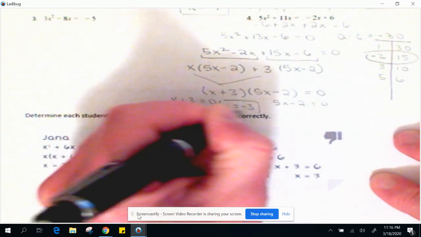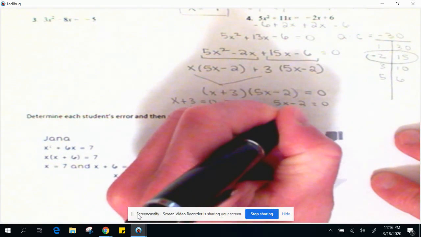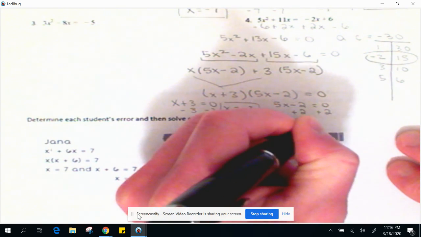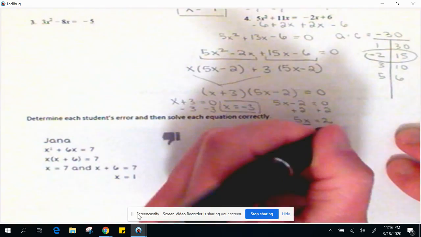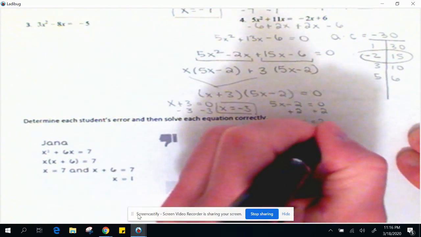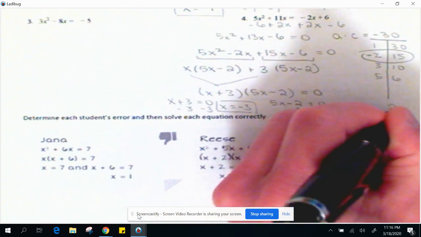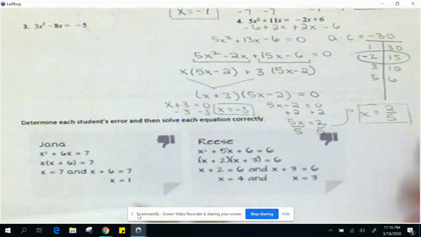That's one solution. X-intercept, root. Lots of things to call it. And then this one, we're going to add 2 to both sides. So then we get 5x equals 2. To get rid of the 5, we have to divide. Getting a little cramped, I'm going to come right over here. So the value of x equals 2/5. That is our second solution.